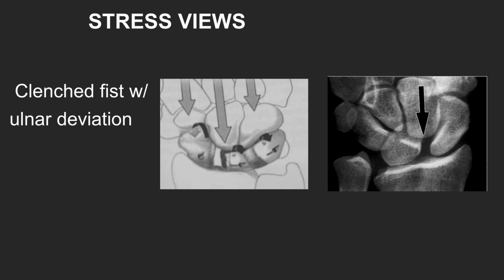Another very useful stress view is the clenched fist view with ulnar deviation. And so here, by clenching the fist, it forces the capitate down as a wedge between the scaphoid and lunate. And if there's an incompetence of the scapholunate ligament, it would force the two bones apart. On this radiograph, you can see the capitate is forcing its way between the scaphoid and the lunate. Notice that this radiograph was taken with the forearm in supination based on the position of the ulnar styloid, which has migrated over radially.